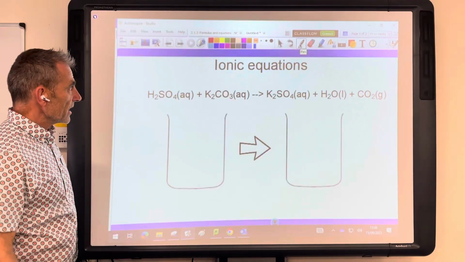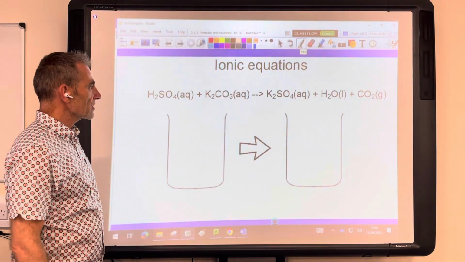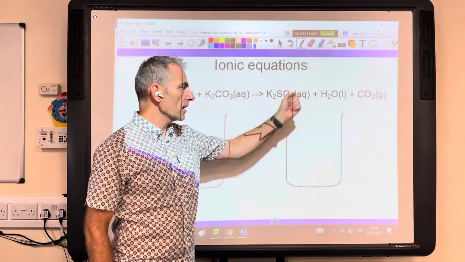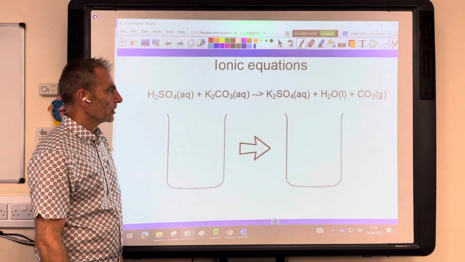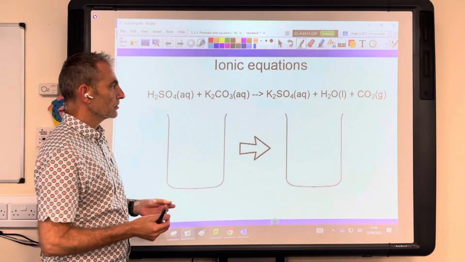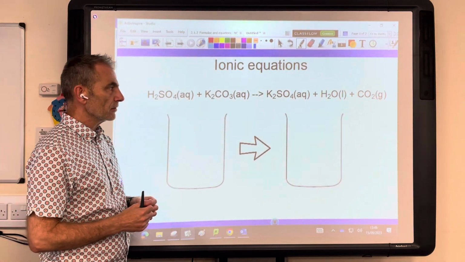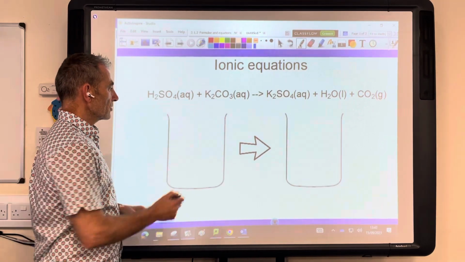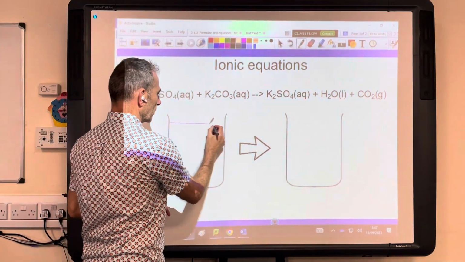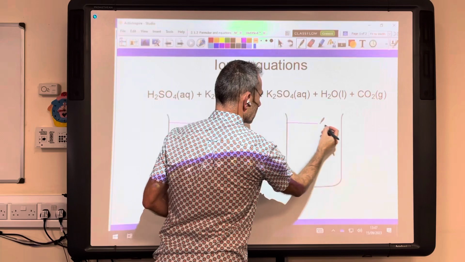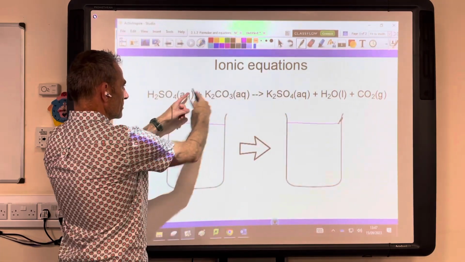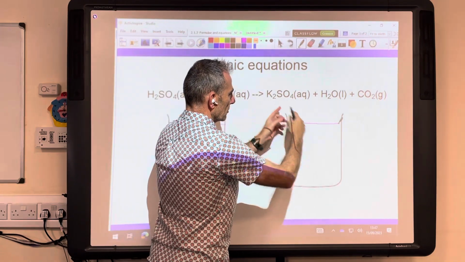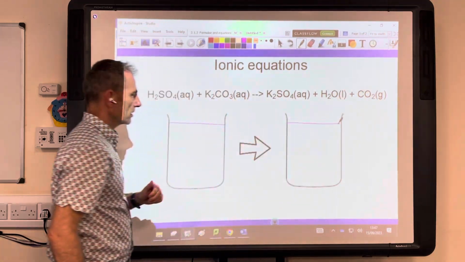In this video I'm going to take a look at ionic equations. What we're going to do is turn this chemical equation here into the ionic equation. In a nutshell, all an ionic equation involves are the species that change in the reaction. So I'll put some water into these two beakers. The left-hand beaker represents what we've got at the start of the reaction, and the right-hand beaker represents the products.